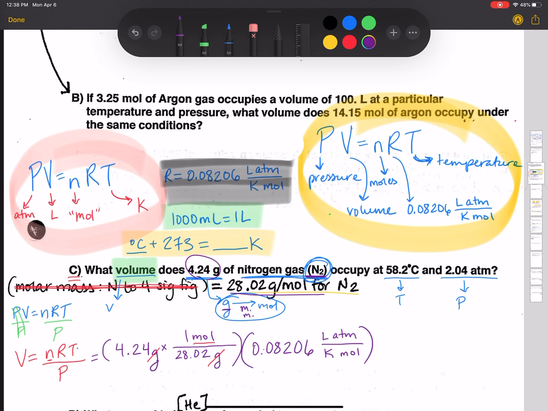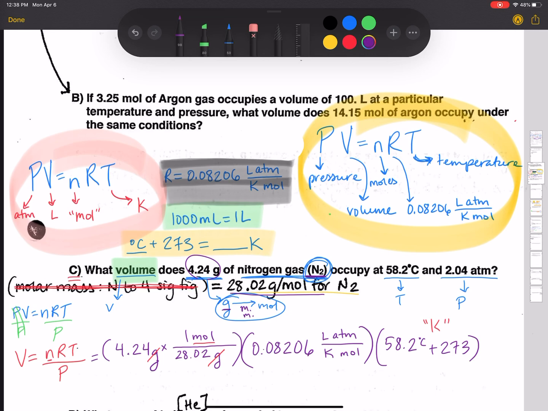So now I need to move on to temperature. The temperature they gave me was 58.2 degrees Celsius. Remember, I want to convert this to Kelvin because anytime that I give a temperature, it must be in Kelvin. That's just an absolute law for any gas law equation, including the ideal gas law. So to go from Celsius to Kelvin, I need to add 273. So now I'm essentially in units of Kelvin right here.